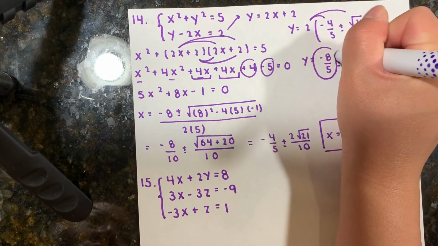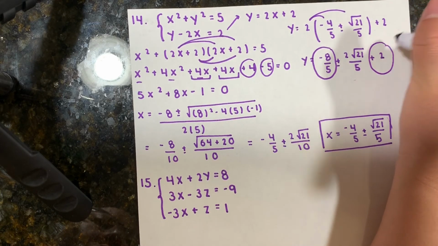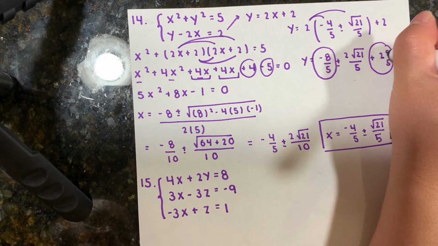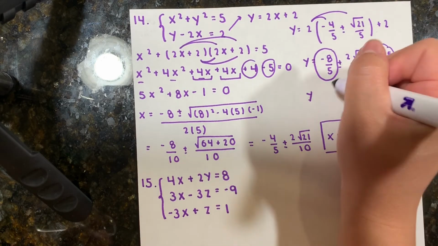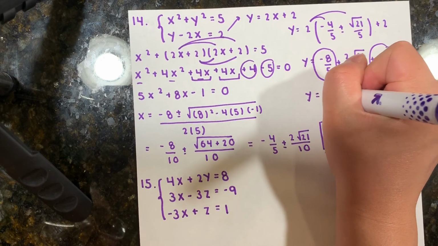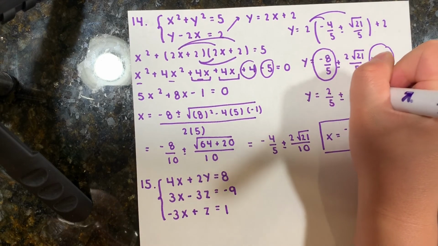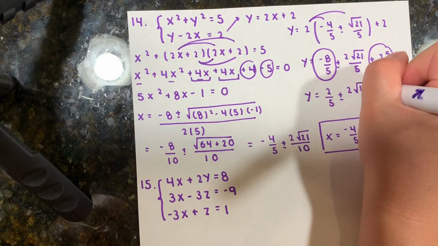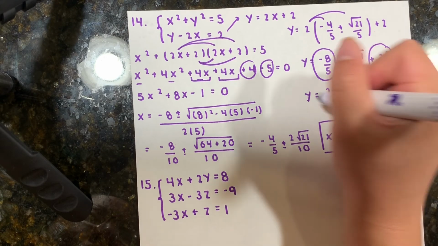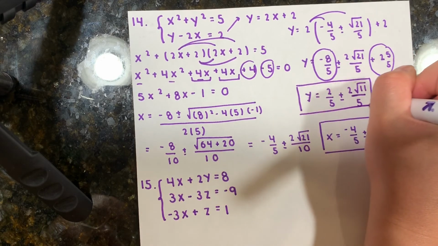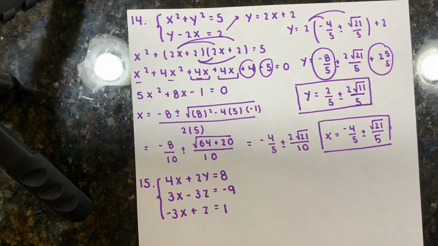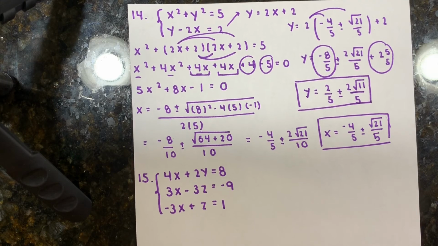So I would want to add this and the 2. Common denominator would be 5. 10 over 5 minus 8 over 5 would be 2 over 5, plus or minus 2 root 21 over 5. And that would conclude number 14. So lots of steps on that one.